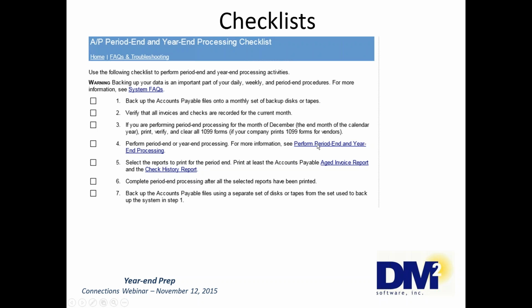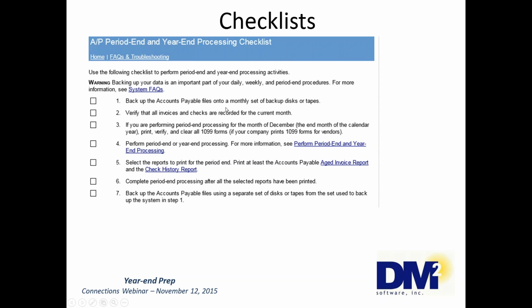Perform period-end processing. It says if you want more information, go here, and it's going to walk you step by step through what you need to do. So you could use this as a basis for your checklist when you're creating them, right? So back up the accounts payable files into a monthly set of backup disks. That tells you how old this is, right? They haven't updated this in quite a while.